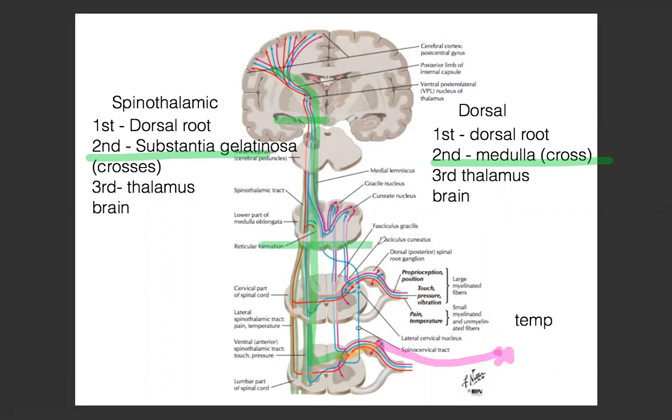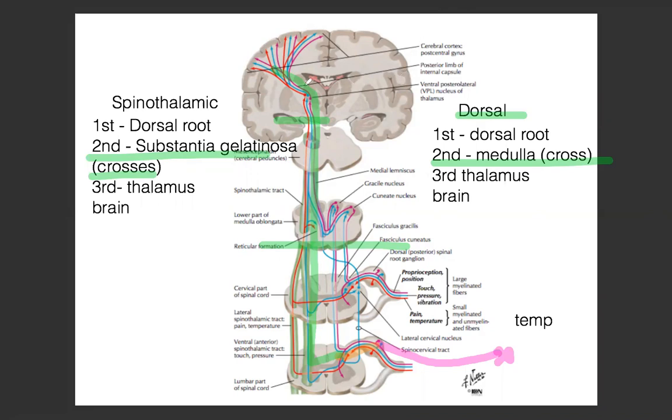So in that case, you would understand that if we were to injure the spinal cord at the level of the spinal cord, before the medulla, we would be injuring a spinothalamic that's on the opposite side, right? Because it already crossed. We would not be injuring a dorsal column that crossed, because it didn't cross yet. Make sense?